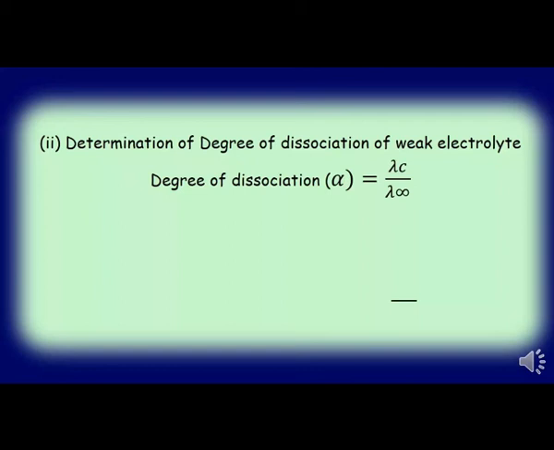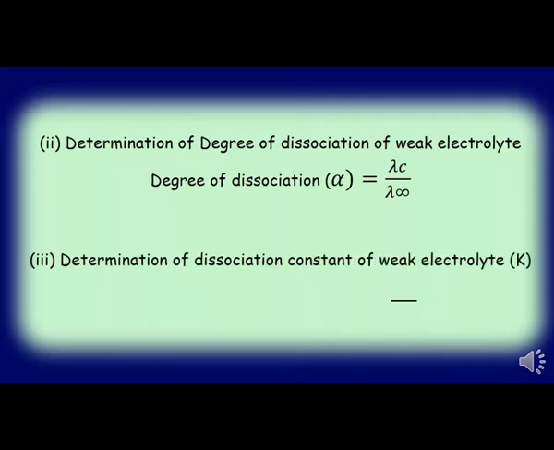The third application is determination of dissociation constant of a weak electrolyte, which you have studied in the topic equilibrium. If you know the degree of dissociation, from that we can determine the dissociation constant Kc of a weak electrolyte. If alpha is the degree of dissociation, then the dissociation constant K is equal to C alpha square divided by 1 minus alpha.